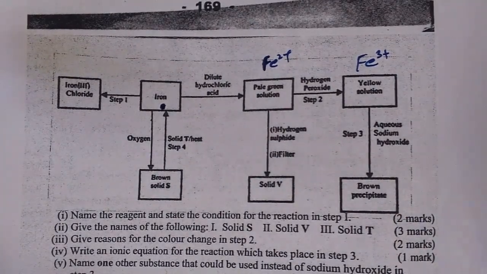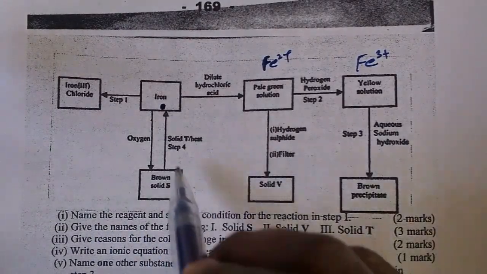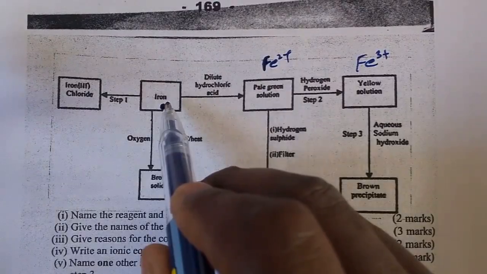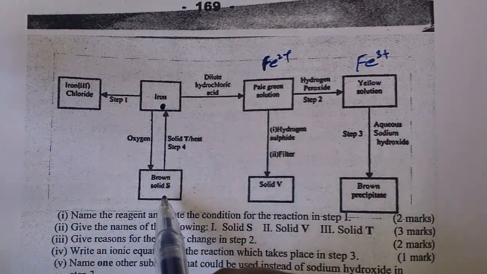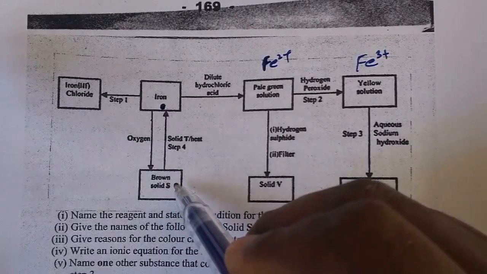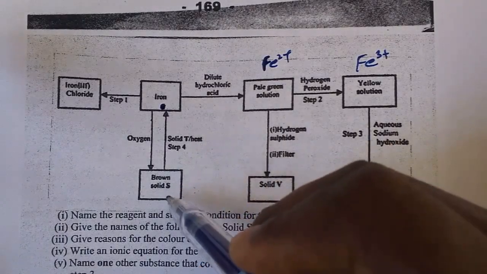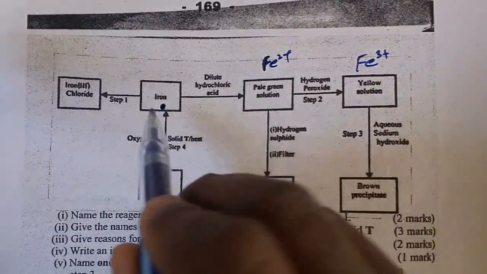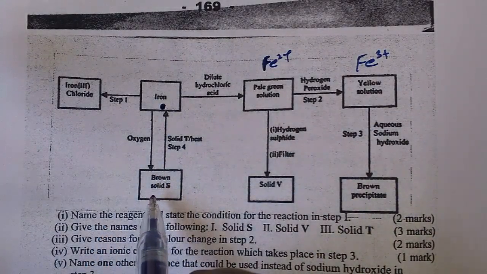So let's go to the question. Name the reagent. Which one have I not mentioned? There is this one, iron. Oxygen is being added to form a brown solid. Then from this brown solid, on heating, step 4. So there is this arrow going up and this one coming. So iron plus oxygen, the brown solid, is iron 2 oxide.